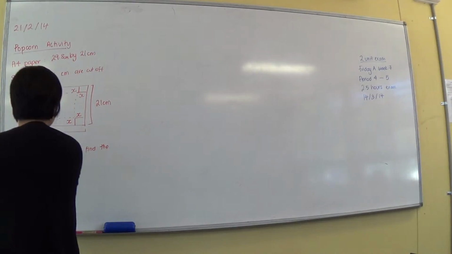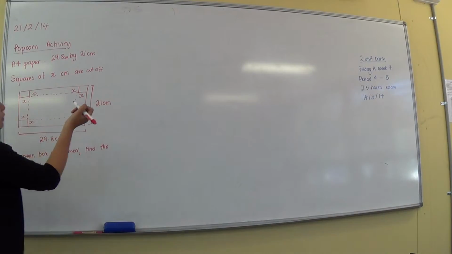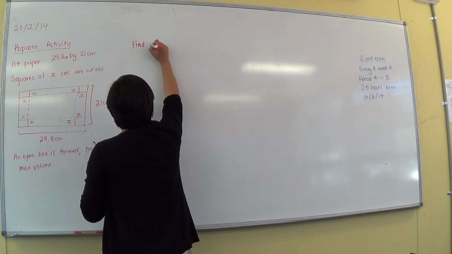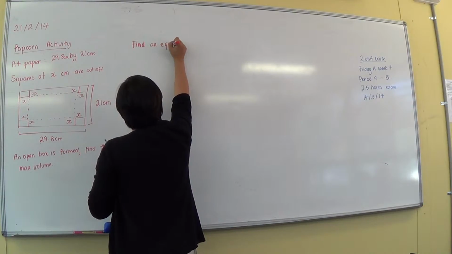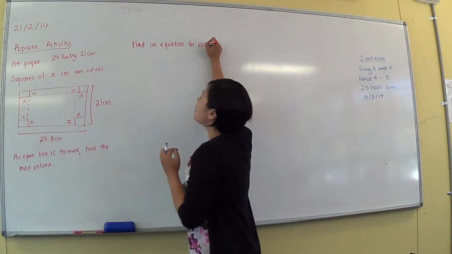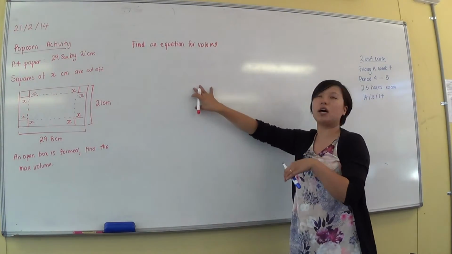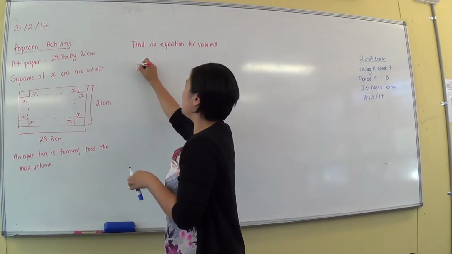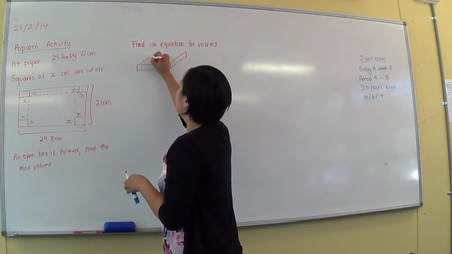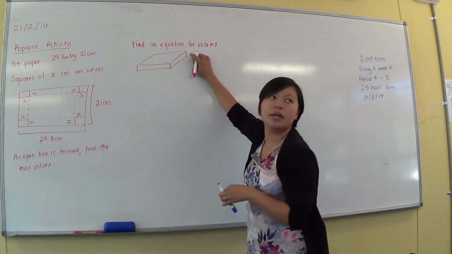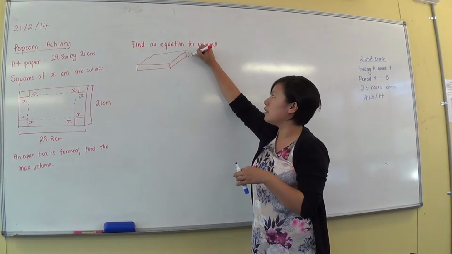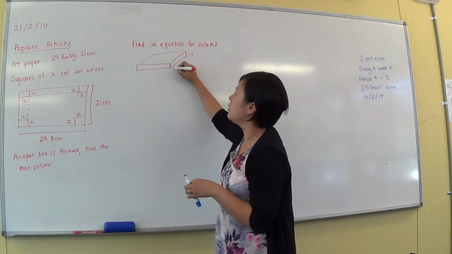So before we begin, we actually need to get an equation for volume. Looking at this box, when you fold it up, it should look like a tray or an open box. So what would this height be? This part here? X. What would this part be here then?